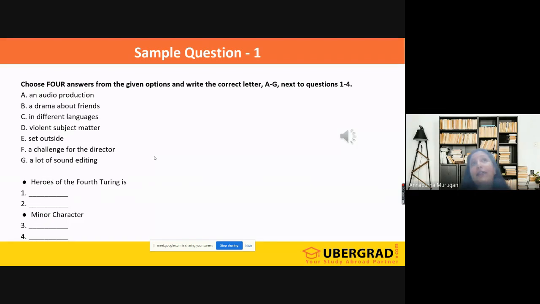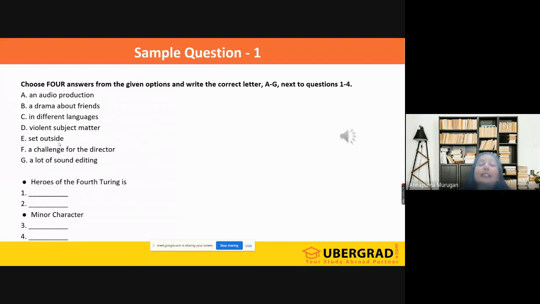So they had gone out. That means they had set outside. So the drama had played outside, so they had set outside, so therefore set outside is the most relevant thing here.